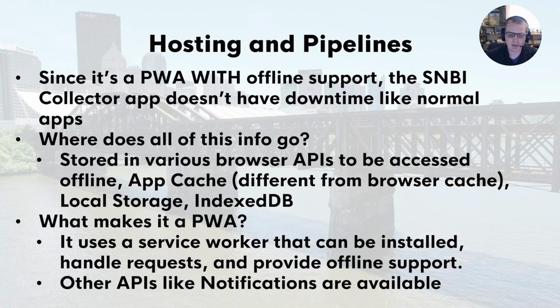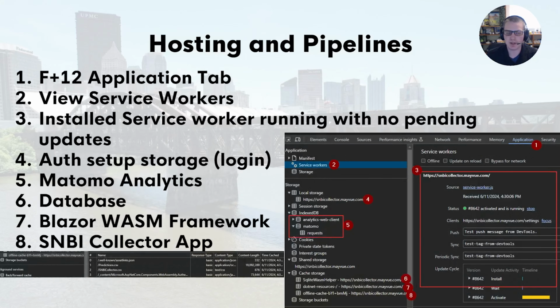There's other APIs like notifications that are available with using a PWA. Here's a breakdown of some of our hosting pipelines. If you're on the application right now, you can just hit F12 and go to the application tab. Again, we're getting technical, but I'll keep it high level and we'll break it down together. If we look over on the right where the screenshots are, number one is that application tab. Number two, you can click on to view the service workers. And number three, in the highlighted area, you can see that the service worker is installed. The status says it's running and there's no pending updates, so there's no issues.